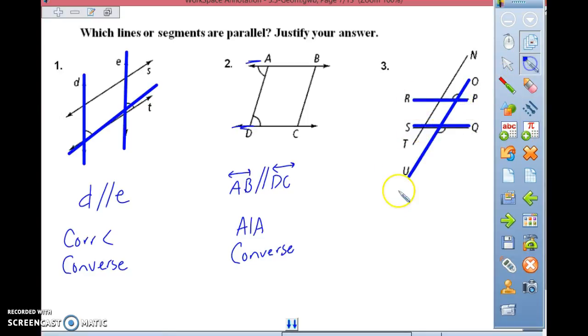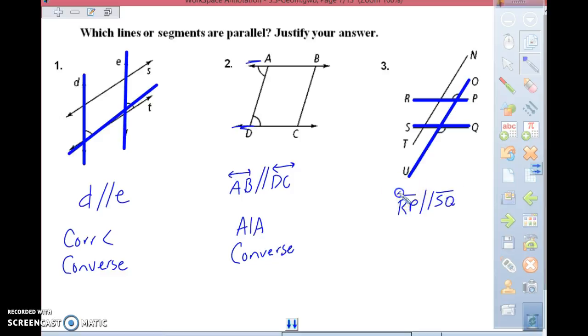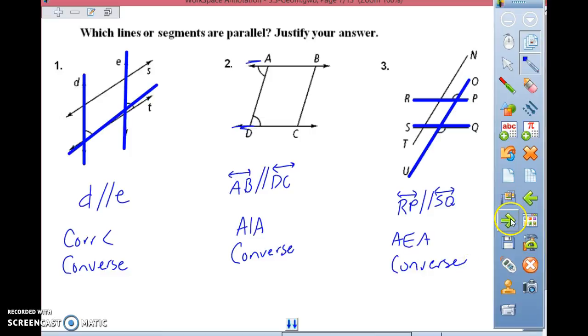Number 3, the transversal we're using is here, and then it looks like the lines that would be parallel are there. So RP parallel to SQ, and those could have arrowheads or not, and that's because of alternate exterior angles converse. So just like we did in 3.2.